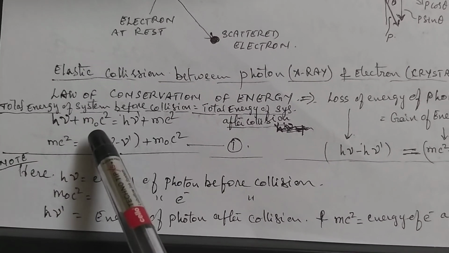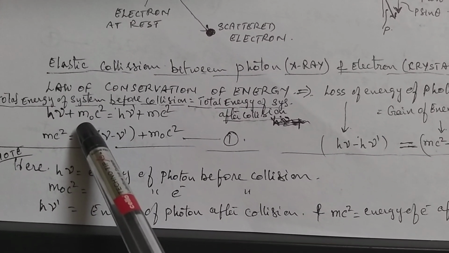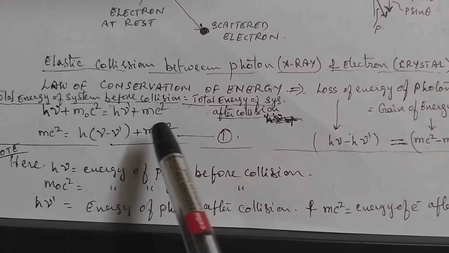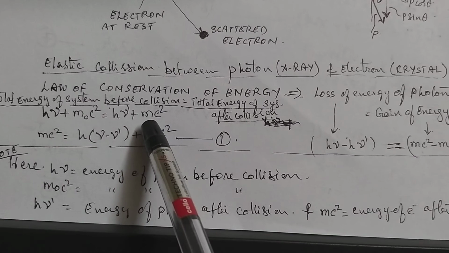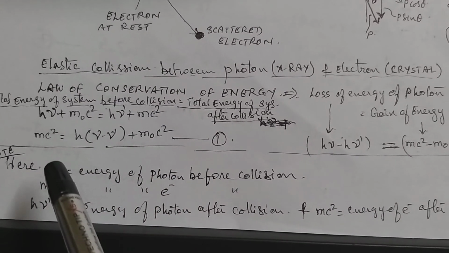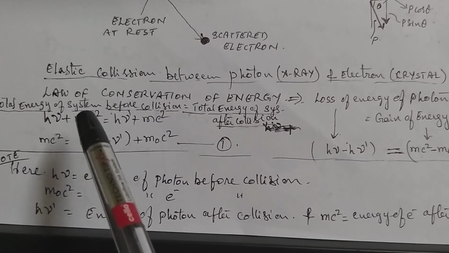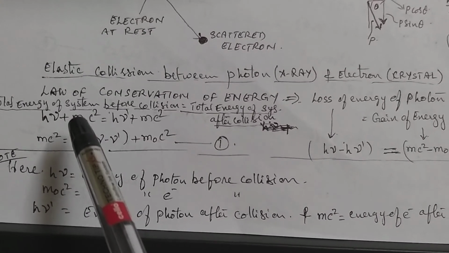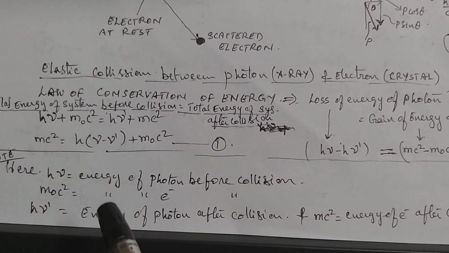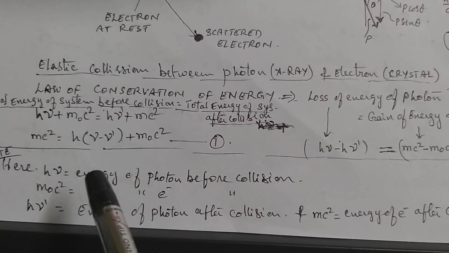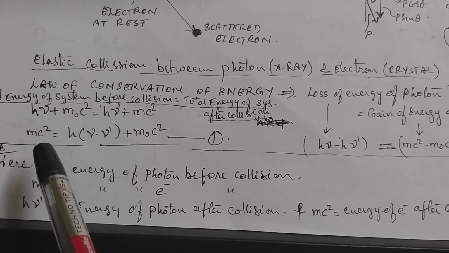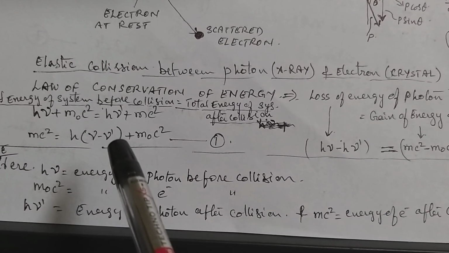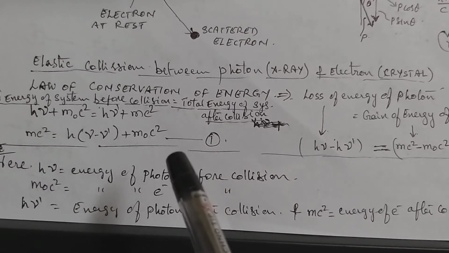You remember here that m0 is the rest mass of the electron and m is the mass of the electron when it is moving with velocity v, and E is equal to mc square. A mass m0 is equivalent to energy of m0 c square. So from this equation we will get equation 1. Rearranging the terms, mc square is equal to h into nu minus nu dash plus m0 c square.